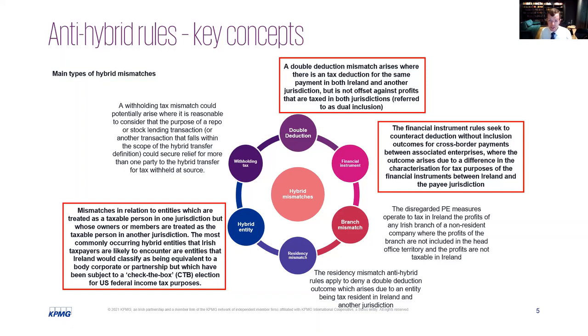Tax residency mismatches. This is where the residency rules in 2 countries are different, and therefore a company maybe is not taxed anywhere because it's incorporated, say, in one jurisdiction and managed and controlled in another, but the rules in those countries are such that those local tax authorities don't consider the entity to be resident in their country because they've got a different rule, a corporation rule versus a management and control rule. So again, profits not being taxed anywhere.